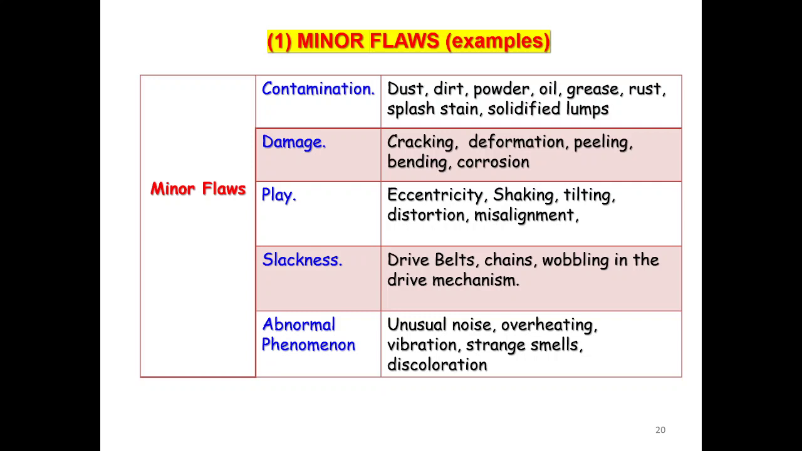Next is damage seen on the machine, that is crack, deformation, peeling, bending, and corrosion. Another minor flaw is play noticed in the machine, that is eccentricity, shaking, tilting, distortion, misalignment. Next is slackness of drive belts, drive chains, wobbling in the drive mechanism. The final one is abnormal phenomenon observed in the machine: unusual noise, vibration, strange smell, discoloration due to overheating in the electric panels, etc.